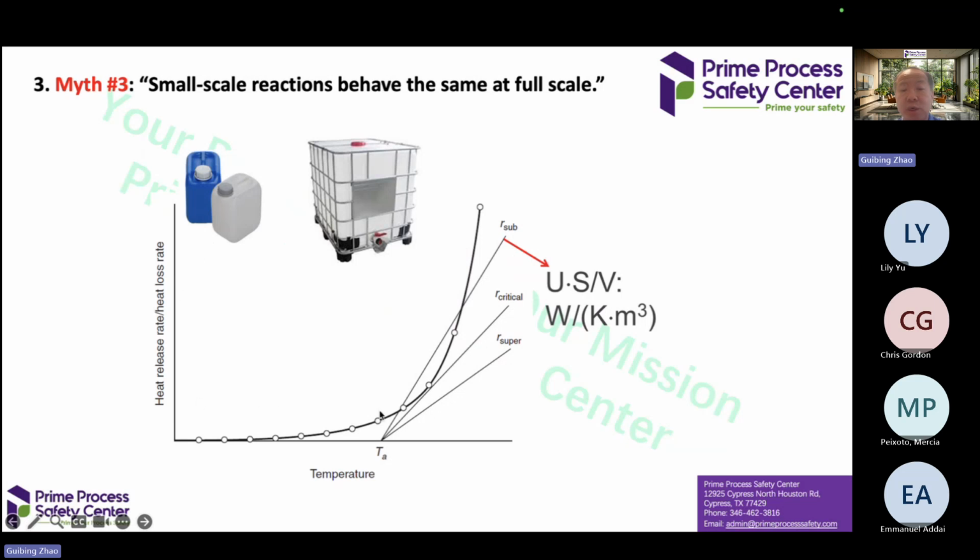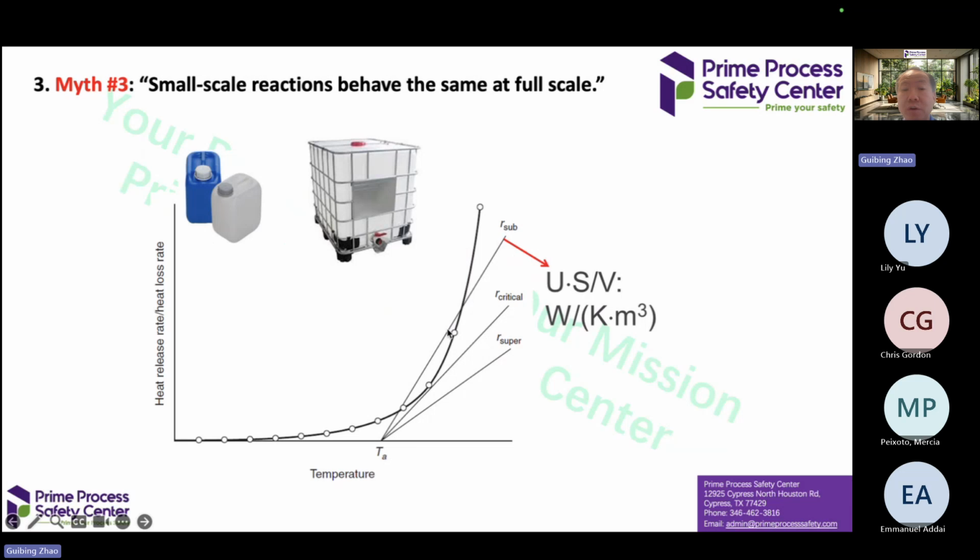This is the same curve we shared at the very beginning. This is the normal reaction heat release rate. At a different scale, basically the slope will change. With reactor size increase, this slope will drop. That means you have less and less heat removal capacity. So at some point, for any reactor, there's a maximum limit to scale up. When you scale up too big, and you cross this critical temperature, the reaction will run away, no matter what you do.